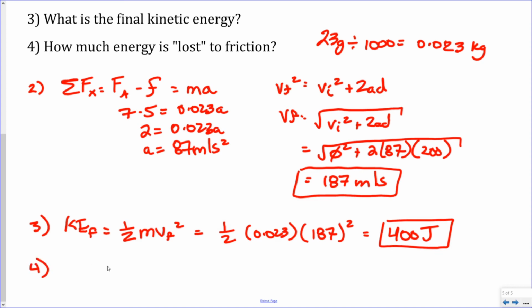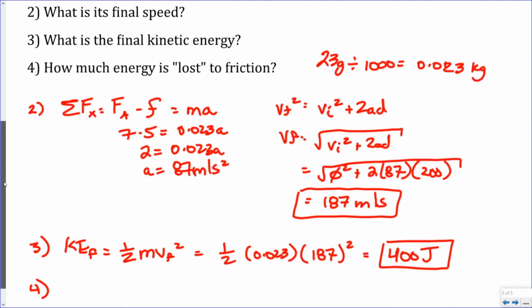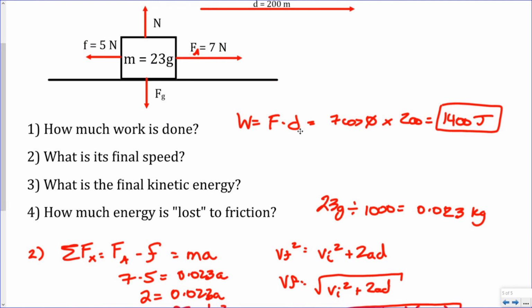All right, number 4, how much energy is lost to friction? Okay, where is that question coming from? Well, let's take a look. How much work is done overall? 1,400 joules, right? That is also my potential energy at the start. What was my kinetic energy at the start? Well, it's not moving, so it's 0, right? So what is my net energy initially? 1,400, right?